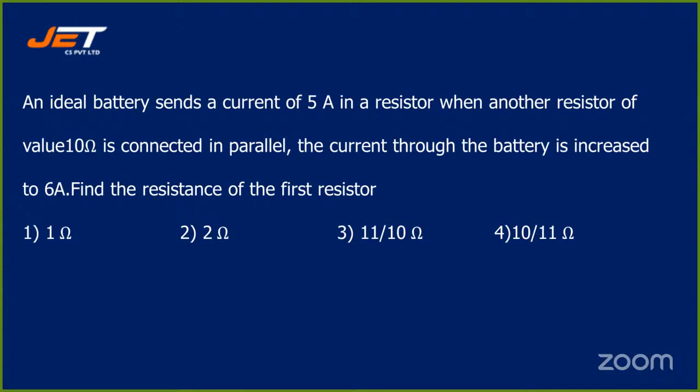Next, an ideal battery sends a current of 5 amperes in a resistor when another resistor of value 10 ohms is connected in parallel. The current to the battery is increased to 6 amperes. Find the resistance of first resistor. So what is happening? First, a 5 ampere current is sent. Then another resistor of 10 ohms is connected in parallel. The current through the battery will be increased to 6 ampere. Right. So what was the first resistor that you got?